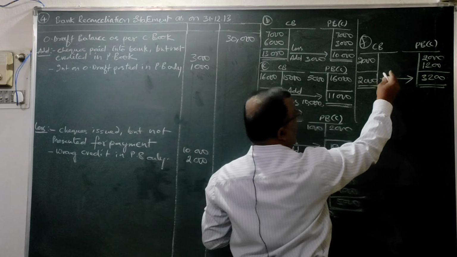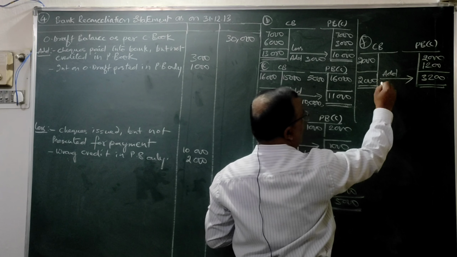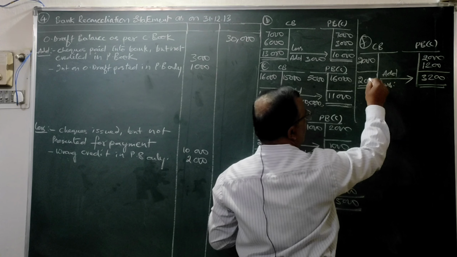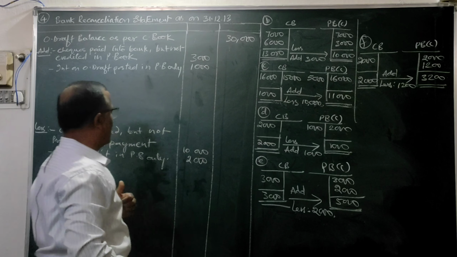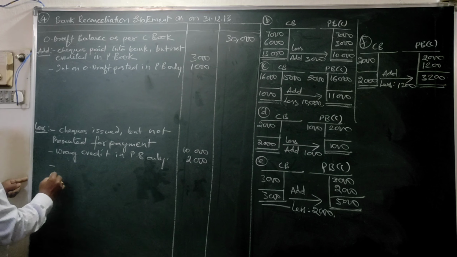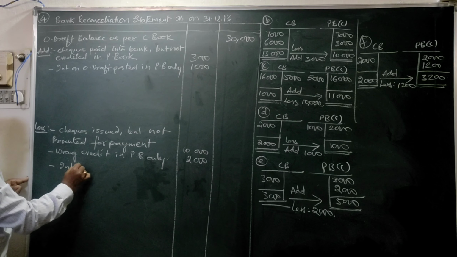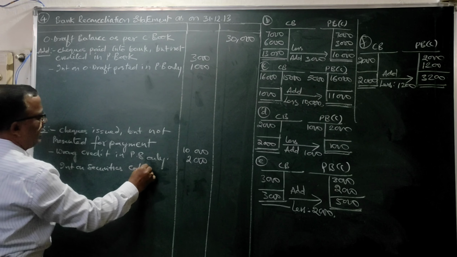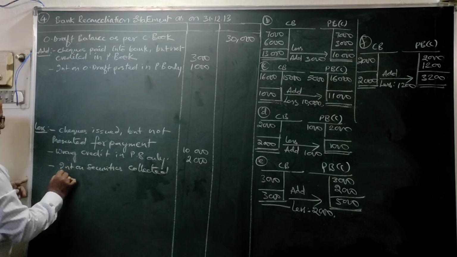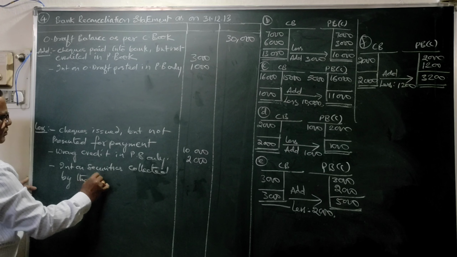So to this 2000 ordinarily we should add. Since it is the overdraft, the opposite of that, less. How much is the difference between these two? 1200. So below less we are going to write it here: interest on securities collected by the bank.